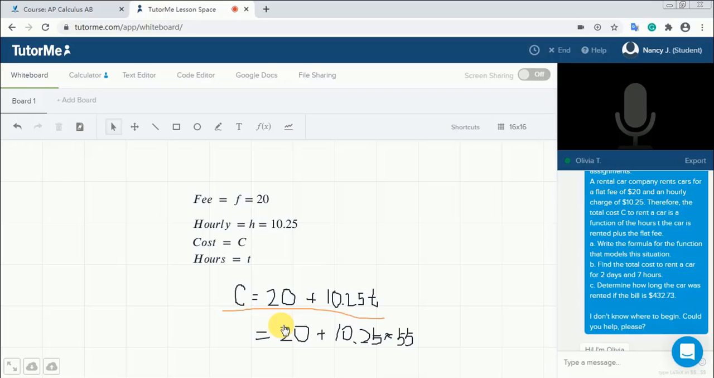We have the total cost that we have, C. What are we looking for? The hours. Good. Okay, so if our total cost C is $432.73, how are we going to find what our T is? Replace the C with the bill. The T or the C? C. Good.